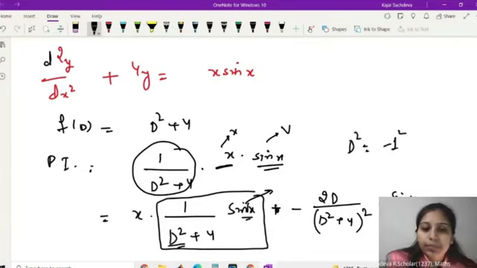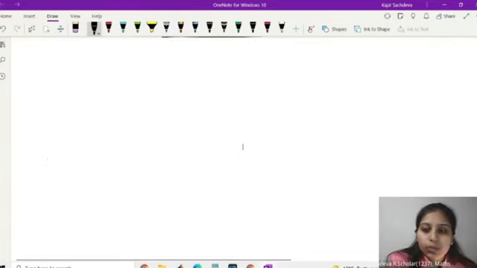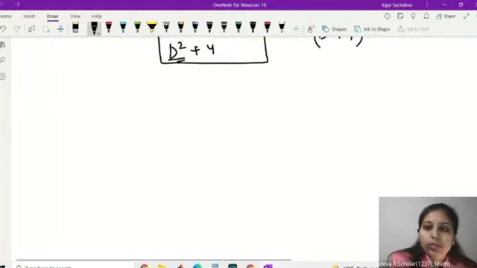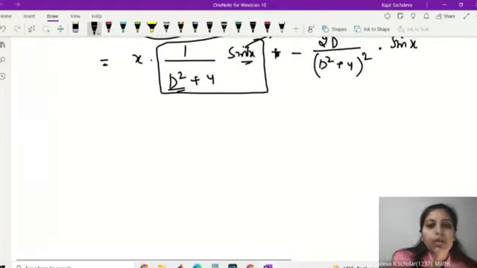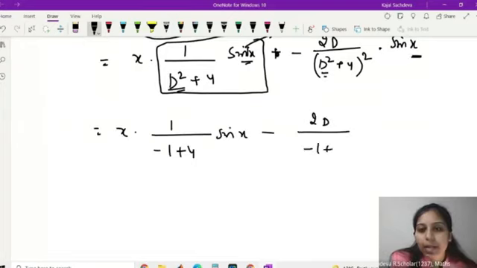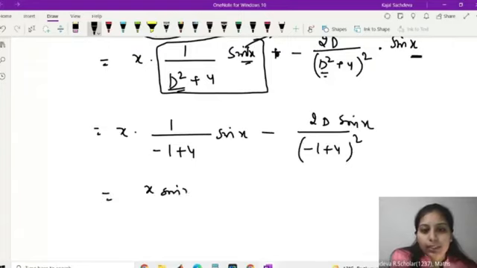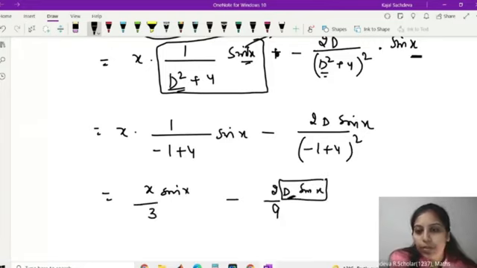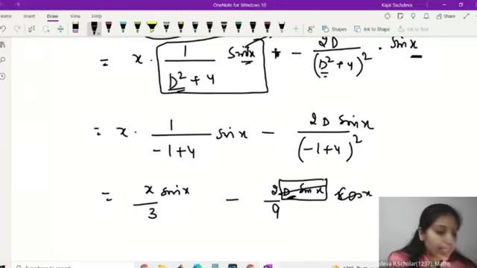We will get x times 1/(−1 + 4) sin x. And here also replace D² by minus 1², so (−1 + 4)² into sin x. So we get the answer here as 2D/9 sin x. What stands here? D is for differentiation. So the differentiation of sin x is cos x. So this is the required PI in our case.